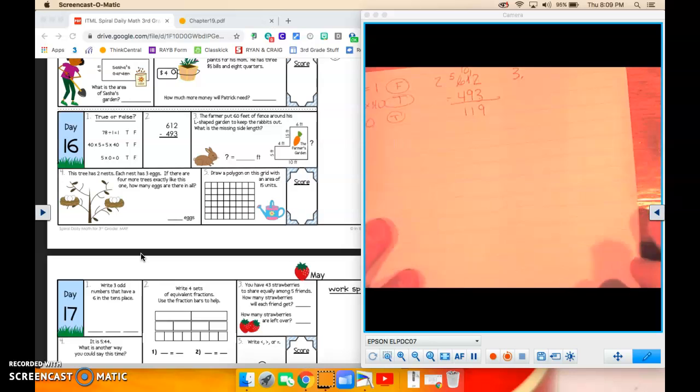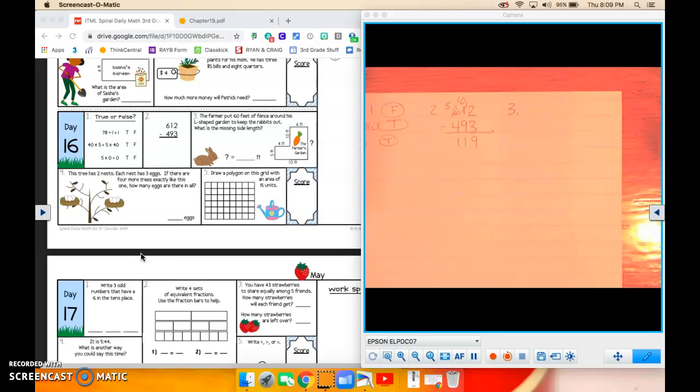All right, number 3. Here we go. Check that farm out. Nice looking fence around there. Farmer put 60 feet of fence around his L-shaped garden to keep the rabbits out. What is the missing side length? Okay, so we need to figure out the question mark over here, right?